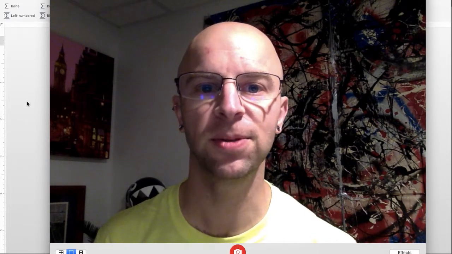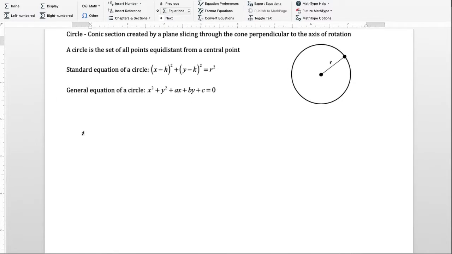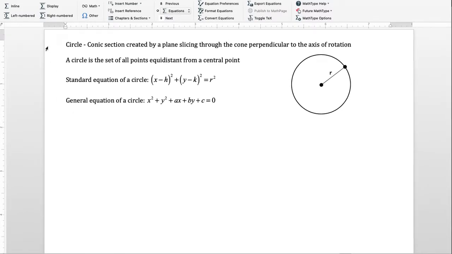So over the notes, we have a reminder that our circle is our conic section. We can create that by taking a plane, slicing through a cone perpendicular to the axis of rotation. Now, we know from past experience that a circle is a set of all points equidistant from our center point. That distance would be our radius there.